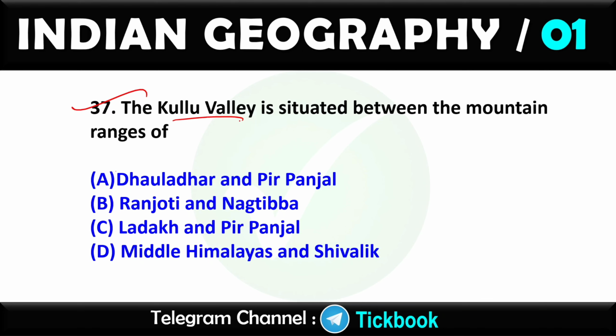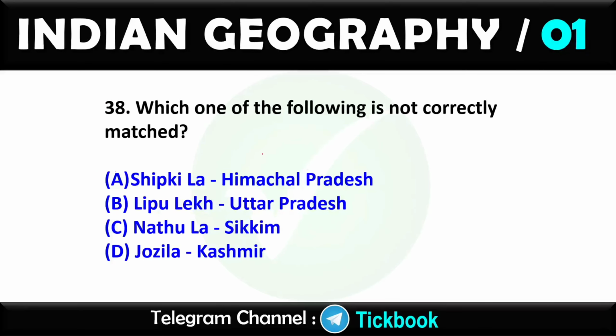37. The Kullu Valley is situated between the mountain ranges of? Option number A, Dhauladhar and Pir Panjal. Question number 38. Which one of the following is not correctly matched? Option number B is the right answer. Lipulekh is not located in Uttar Pradesh. It is located in Uttarakhand.